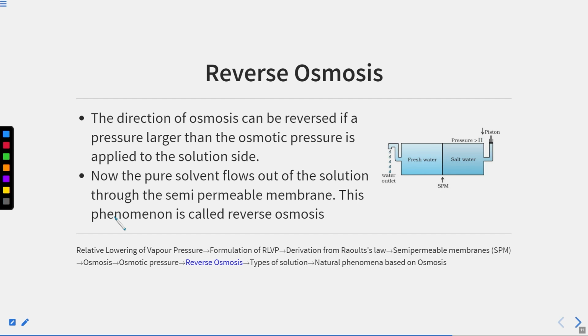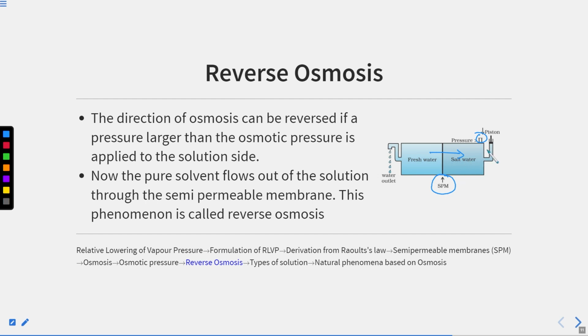The first one is reverse osmosis. Initially we were seeing that the solvent particles were moving from this to this. So this was our normal case, in which the solvent particles were moving from lower concentration to higher concentration through an SPM, or semi-permeable membrane. Now I have said that pi is the osmotic pressure that we apply to just stop the flow of the solvent particles from this to this. Okay, so this is our pi.